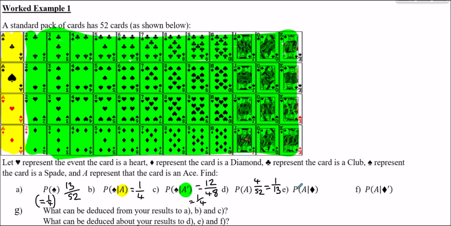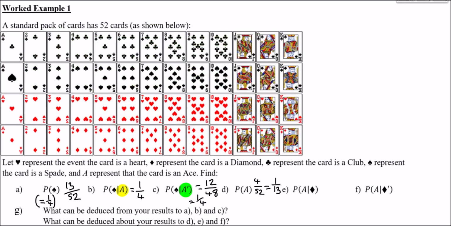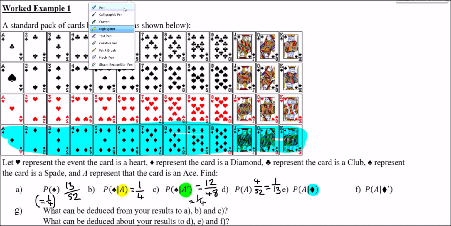This one, what's the chance of picking an ace given that the card must be a diamond? So if I just get rid of my colouring in from before and think about these next ones. So given that the card's a diamond, what's the probability that it's an ace? So let's have a look at all these diamonds. There's 13 of them. How many of those diamonds are aces? Well, there's 1 out of 13.